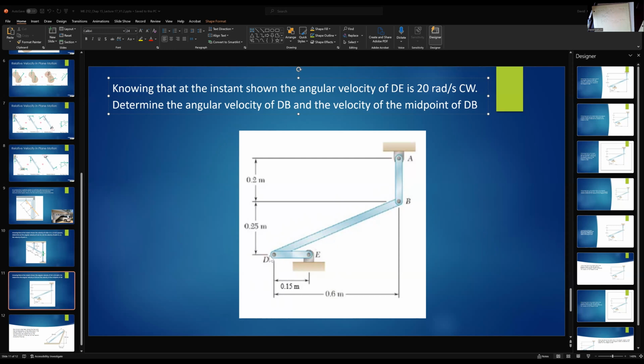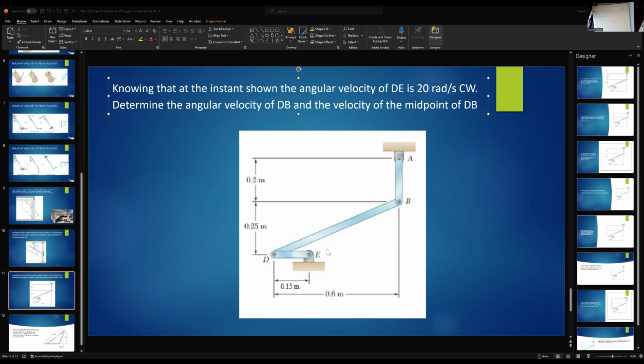And so we want to determine what is the actual angular velocity of DB and what is the velocity of a point in the very middle of DB. Similar to the last couple problems we did, we're going to approach this the same way. We're going to start with DE.